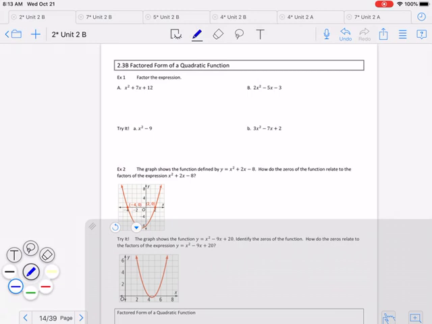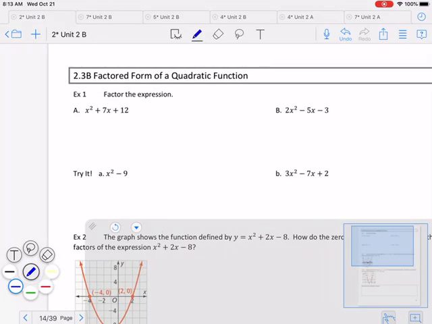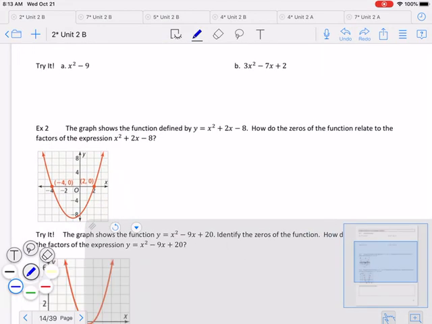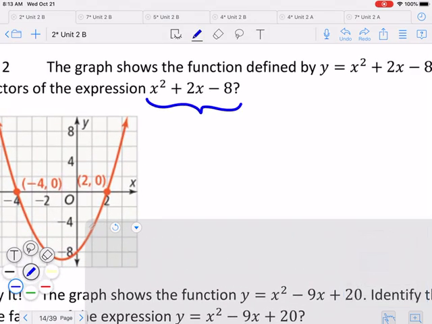So that was all just review, so that we could talk about the factored form of a quadratic function. Example 1 here, those are what we just did. The graph shows the function defined by y equals x squared plus 2x minus 8. How do the zeros of the function relate to the factors of the expression? Well, let's factor this guy. Two numbers that multiply to negative 8 that add to positive 2, so that would be 4 and negative 2. x plus 4, x minus 2.